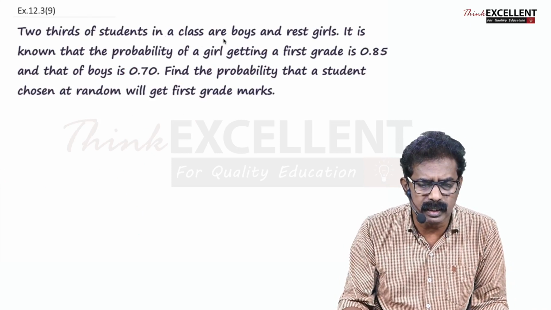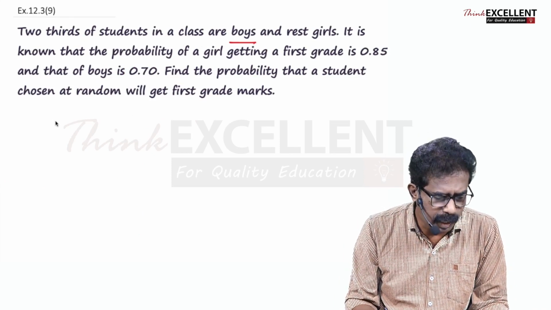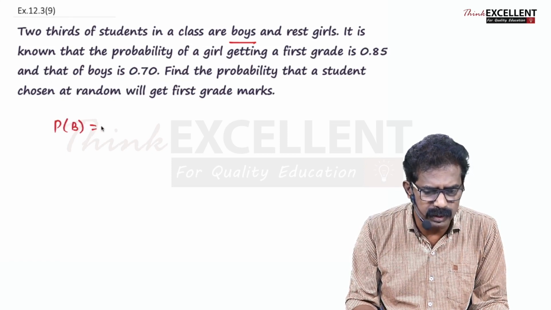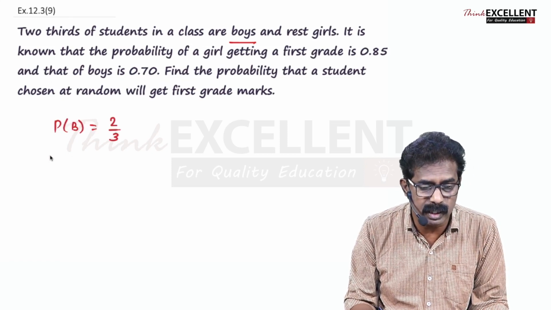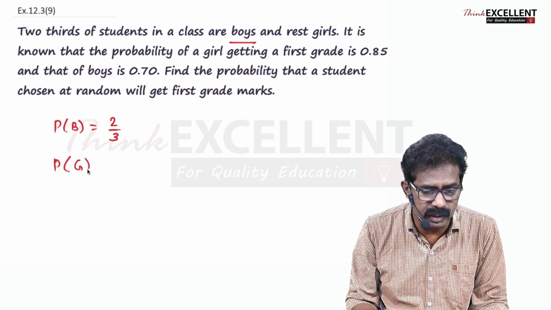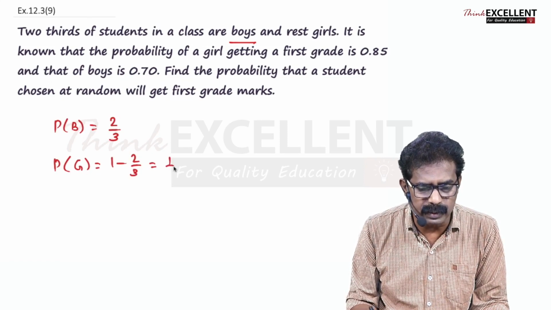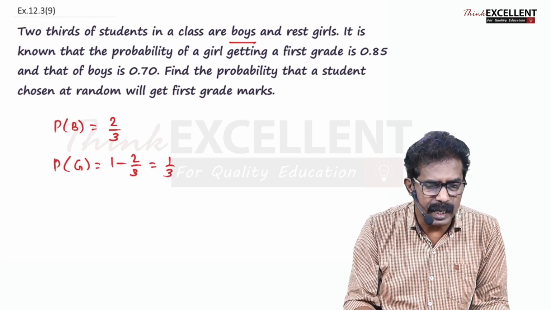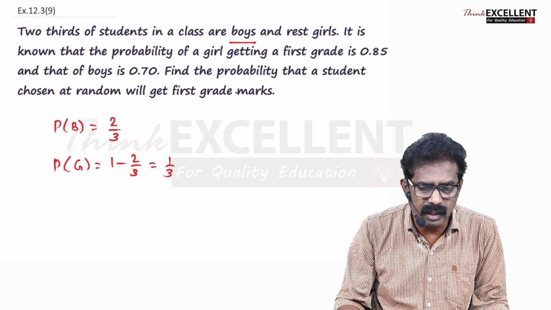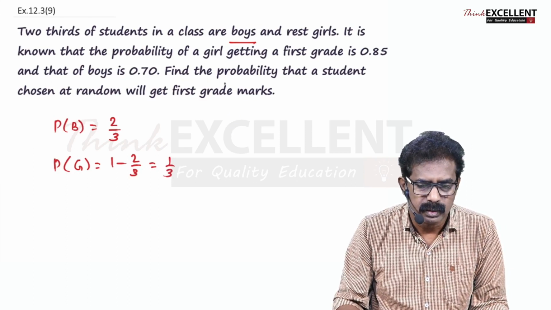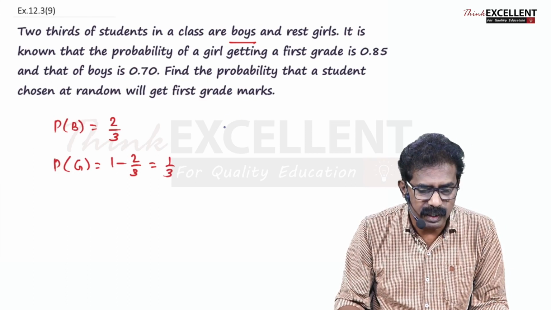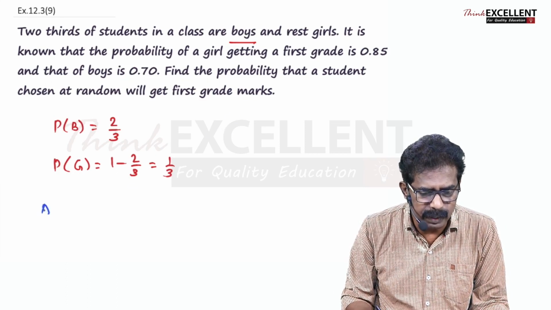2/3 of students in a class are boys. So probability of selecting a boy is 2/3, 2 by 3. The rest are girls. So probability of selecting a girl is 1 minus 2 by 3. So that is 1 by 3. It is known that the probability of a girl getting a first grade. So for that I am giving an event. Let A be the event that getting first grade.